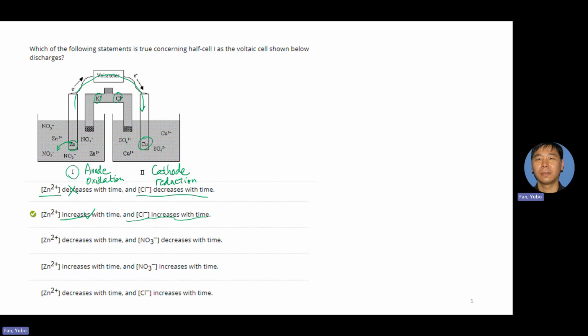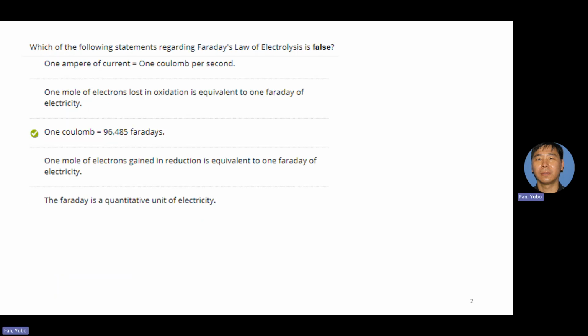Over time, there are more and more zinc cations dissolved in water, so the positive charge will accumulate in the solution here. So chloride will move into the anode side to neutralize the solution, and the chloride concentration will increase. So this is correct. Apparently the zinc concentration decrease is wrong, but increase is correct. But the nitrate concentration increase doesn't happen, because there's no reaction and no other source of nitrates. So it doesn't change over time. That's why the last one is also wrong. So we choose number 2.